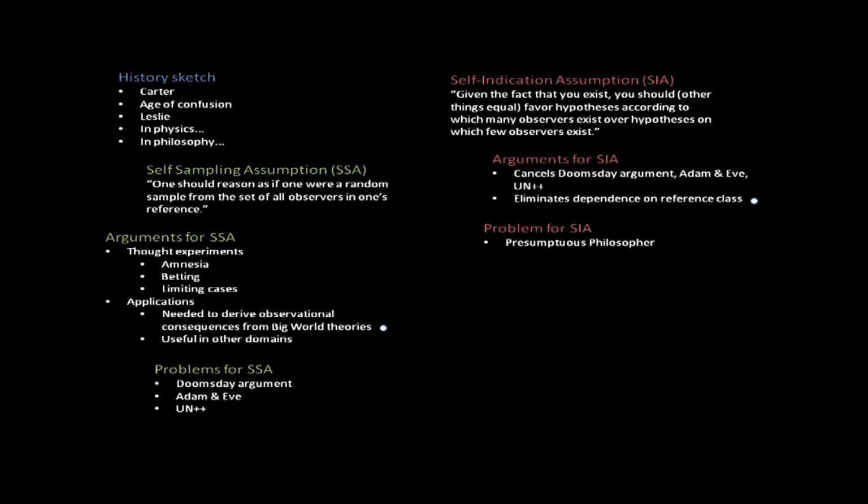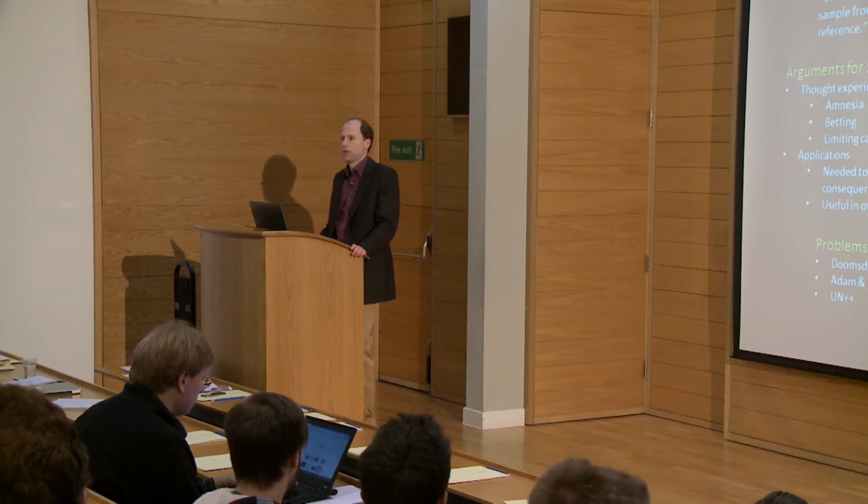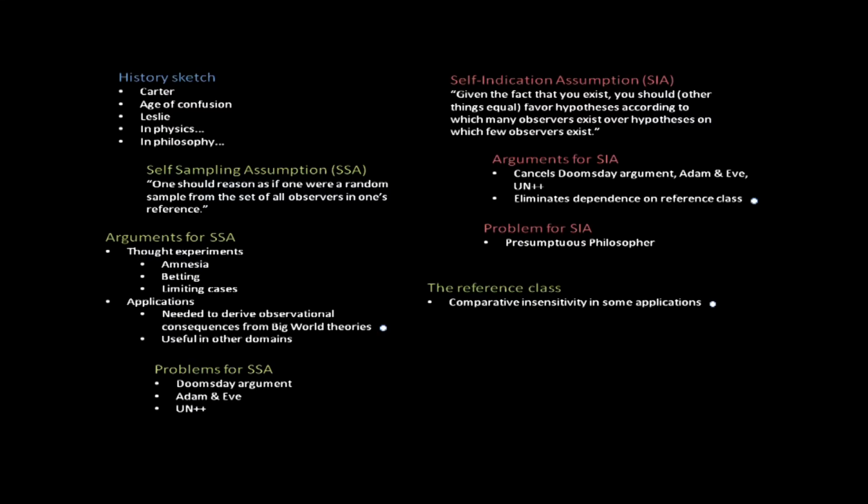If we set aside the self-indication assumption for the time being, let's look a little bit more at how problematic this reference class dependence is. We can make an interesting observation, which is that different applications of anthropic reasoning will differ in the degree to which the result depends very sensitively on how you define the reference class. Let us consider this one.